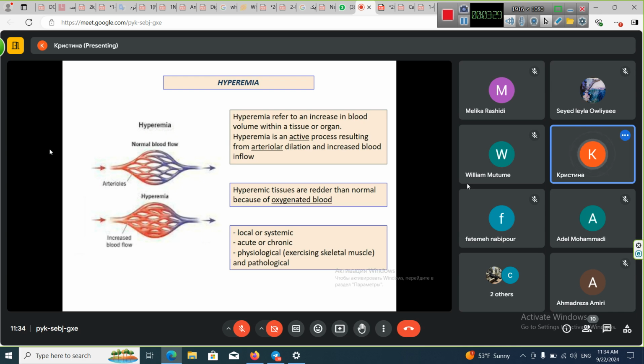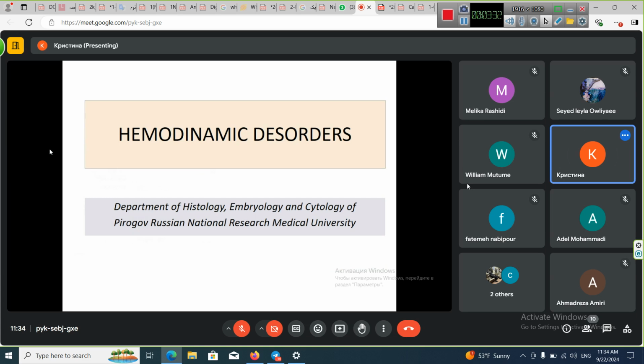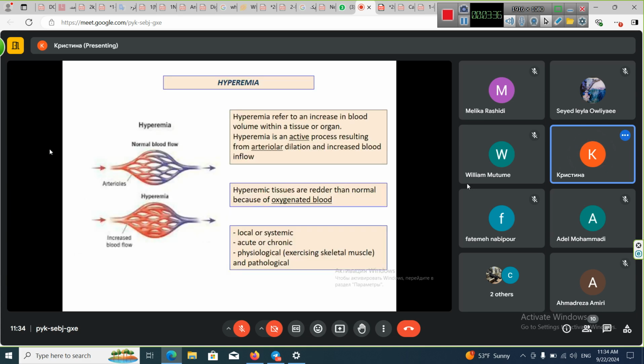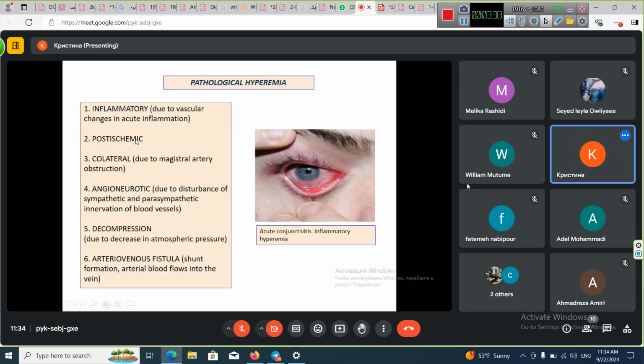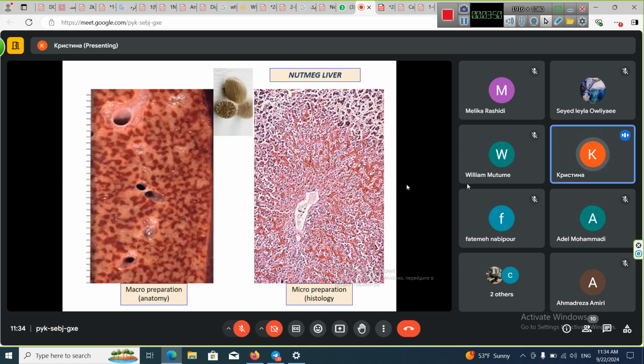So we start with the first topic, which was about the hemodynamic disorders. And if you want me to explain what we see on slides, please ask the questions, or we go next. We go here to the nutmeg liver. This is your histological preparation and your picture in your workbook, so you should understand what is it.